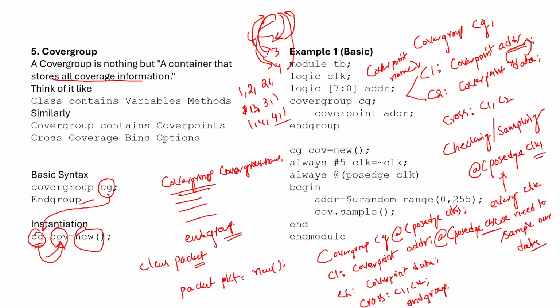So this is your instance. Okay, cover group instance. Cover group name is cg, right? Okay, cg is my cover group, and then we are writing that cov is the instance of the cover group. So in this way we are writing that instance and creating the memory. Okay, creating the object. This is the cover group instance.